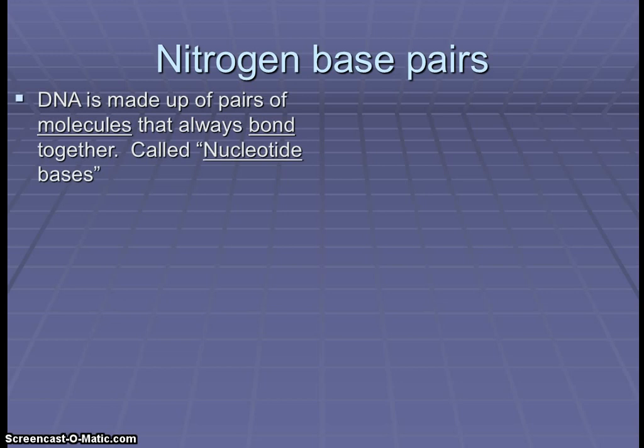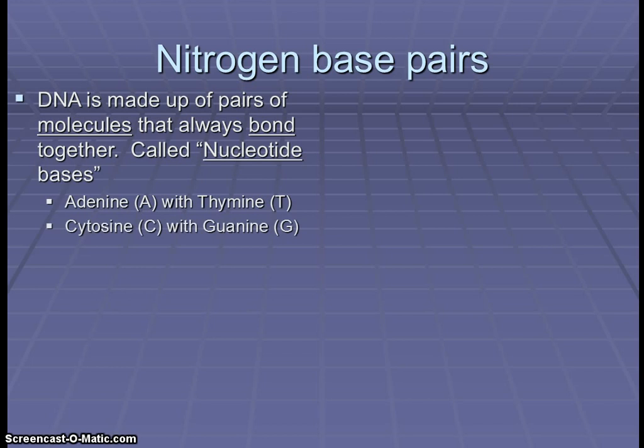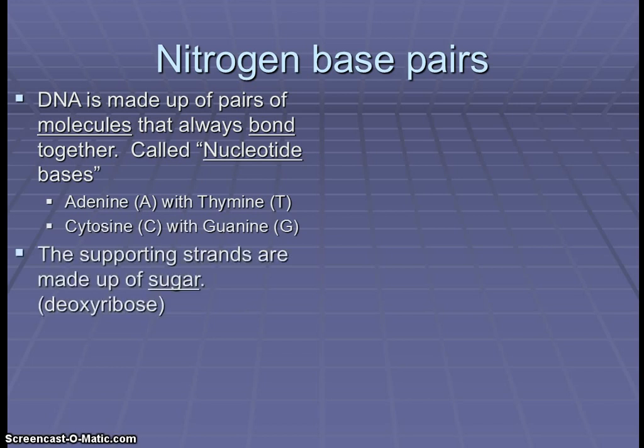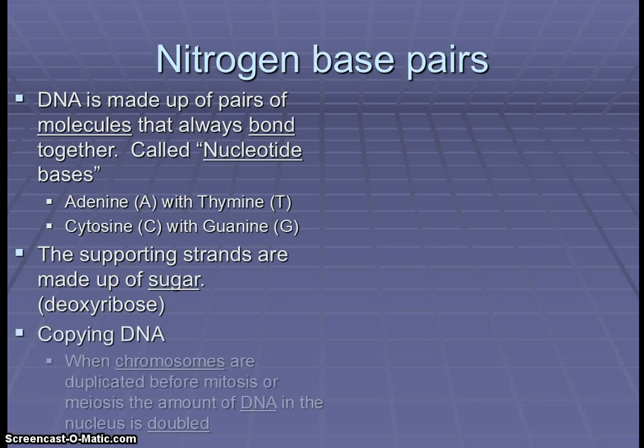Nitrogen base pairs are molecules that always bond together, and we call these nucleotide bases. They are adenine, which always bonds with thymine, and cytosine, which always bonds with guanine. And the supporting strands on either side of this double helix shape are made up of a sugar called deoxyribose.